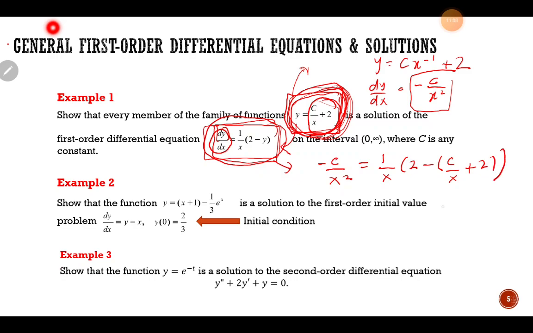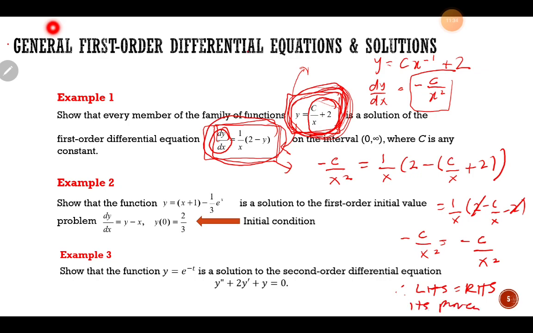Alright, so we work out on your right hand side, kita ada 1 over x, 2 minus c over x minus 2. So, 2 dengan 2 ni boleh cancel. So, at the end, apa you dapat? You akan dapat negative c over x square. Sama tak dengan your left hand side here? Sama kan? So, since left hand side sama dengan right hand side, so it's proven. Okay, proven lah. Jawapan yang kita dapat ni is the correct solution to this differential equation. Okay, boleh faham?